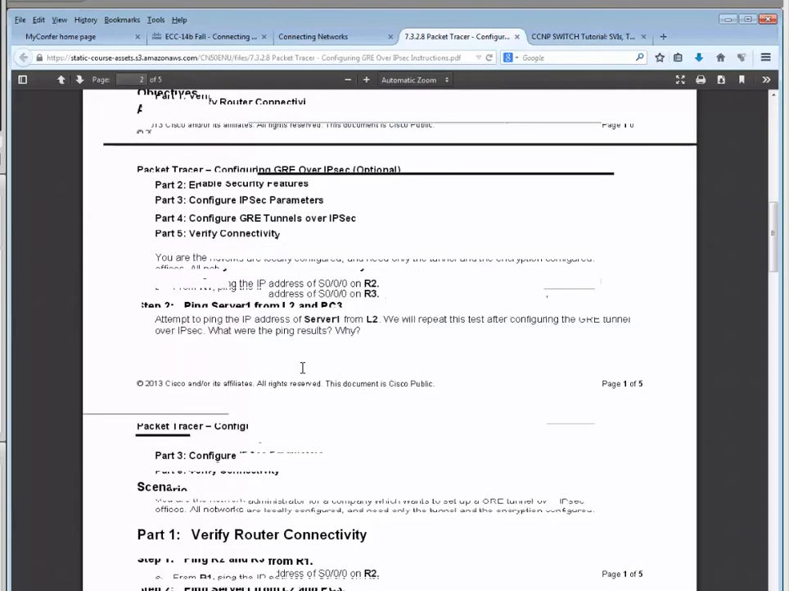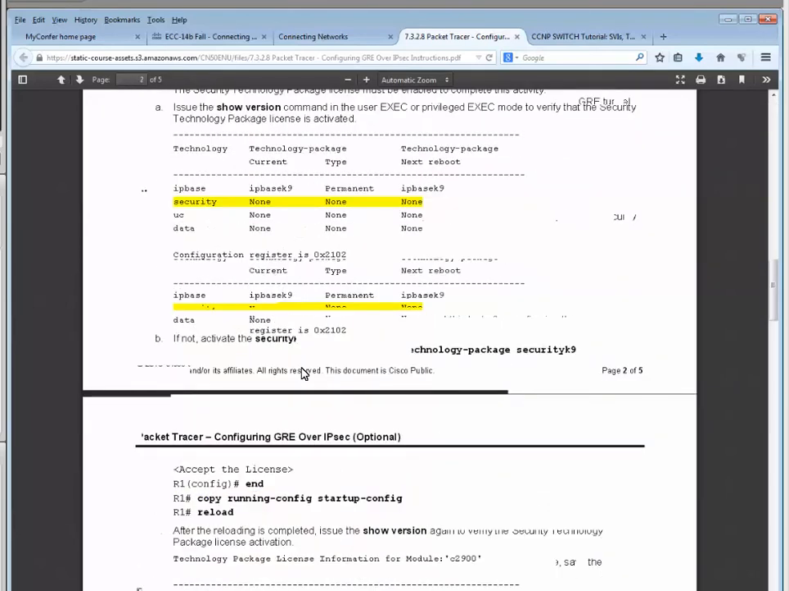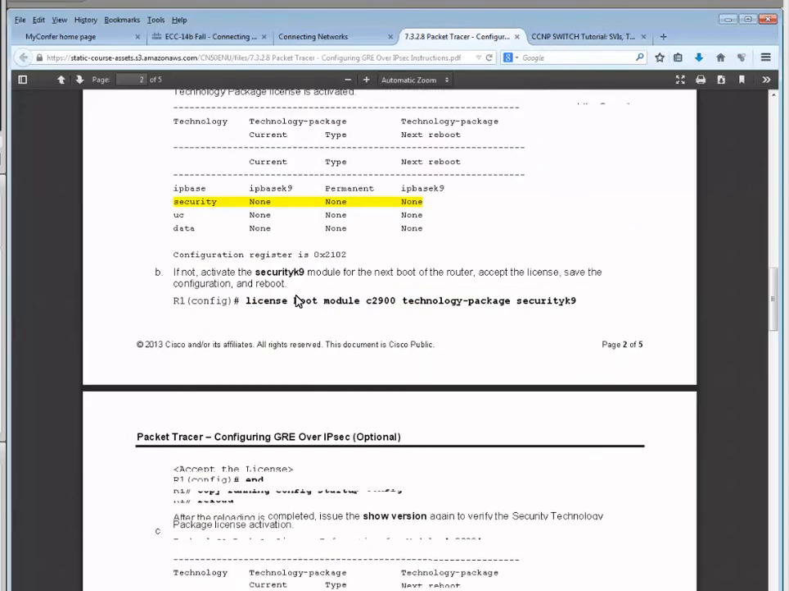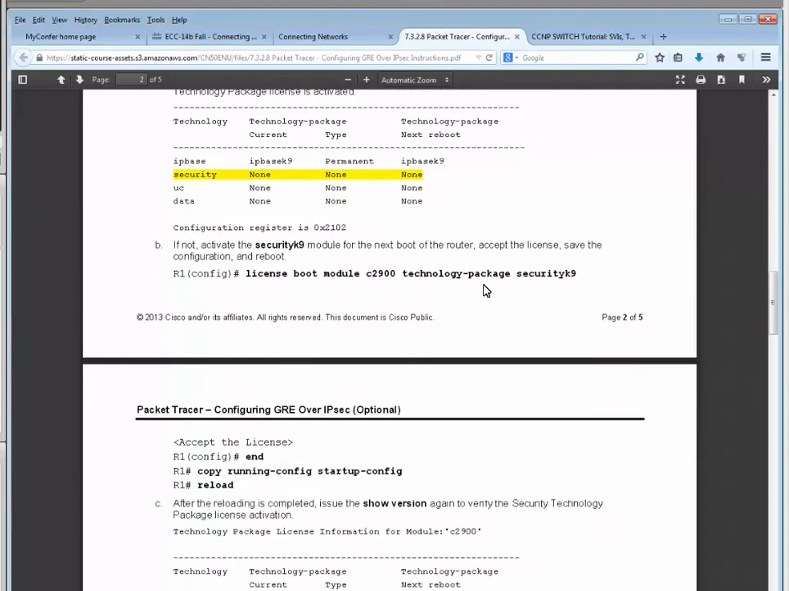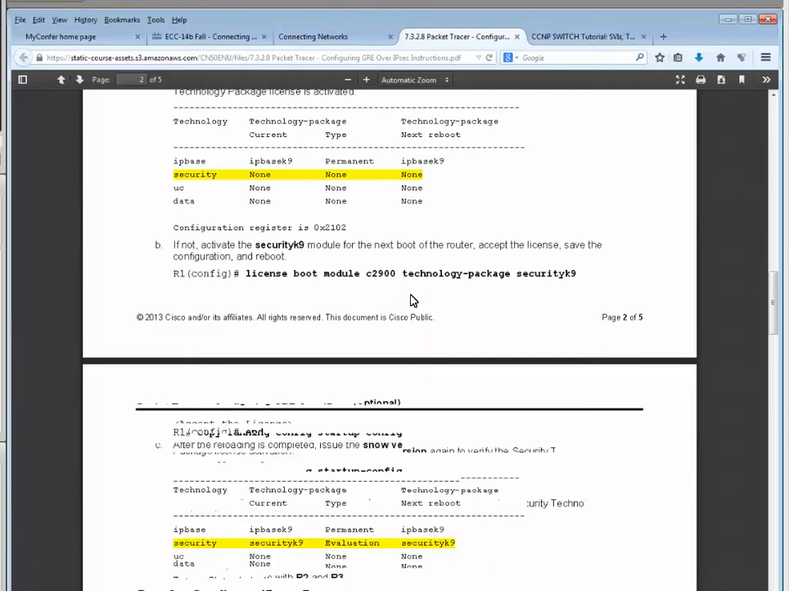I'm going to scroll down a bit. Now here, this is just making sure that we have the right level of licensing on our routers. So this is one of the problems you may have. If you tried to do this on NetLab, I don't think that they have any 1900 routers in NetLab yet, which means you would not be able to do this in NetLab. You'd have to do it on live routers or in Packet Tracer. That's why it's a Packet Tracer exercise.